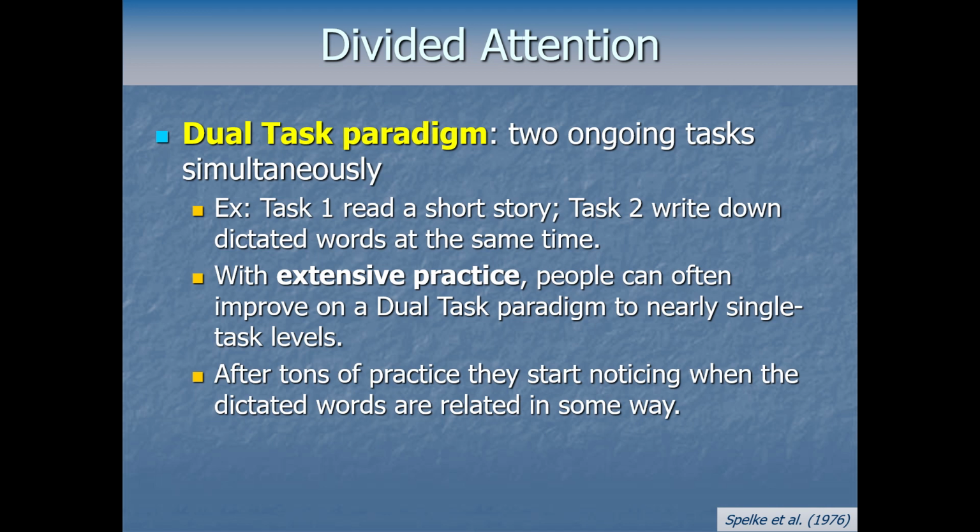So initially, participants, for example, don't process the meaning of the dictated words that they're writing down. But after enough practice, they start to actually notice things like when the dictated words are related in some way, which is something obvious when you're doing it as a single task, but initially in a dual task setup, you don't notice those things. With a ton of practice, you finally start to.